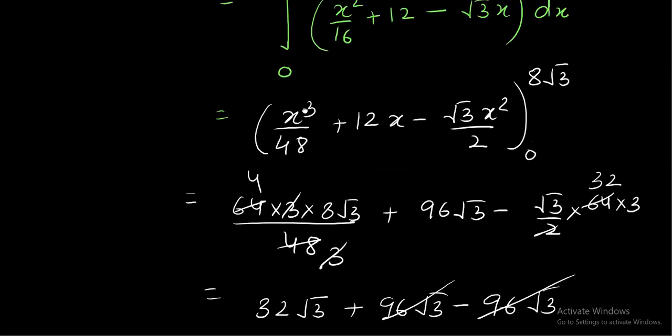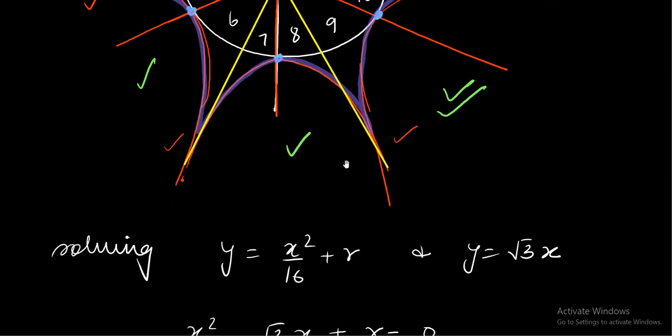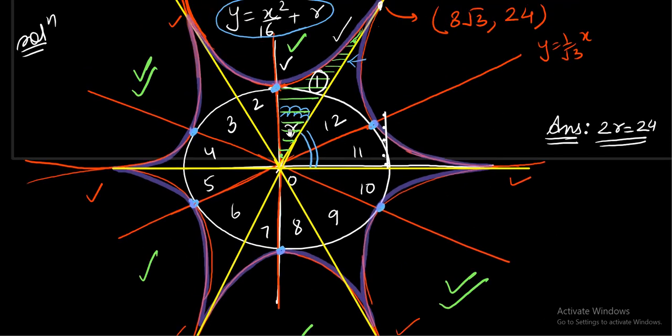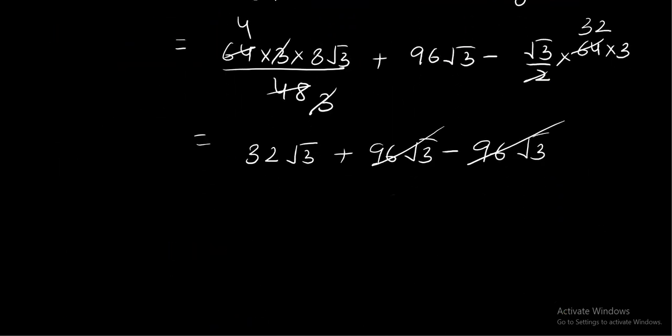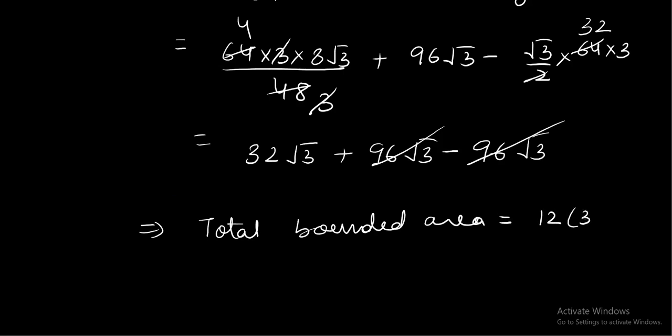But this is only the green shaded region's area that we have evaluated. We have evaluated the area of only this portion. Now you need the area of the whole region, so you just have to multiply it with 12. So multiply it with 12 and you will get your answer. So let us multiply. That means this implies total bounded area. Total bounded area is equal to how much? 12 multiplied by 32√3, right? 12 multiplied by 32√3 means how much will it come? Let's check once. 384√3 is the answer that we are getting.